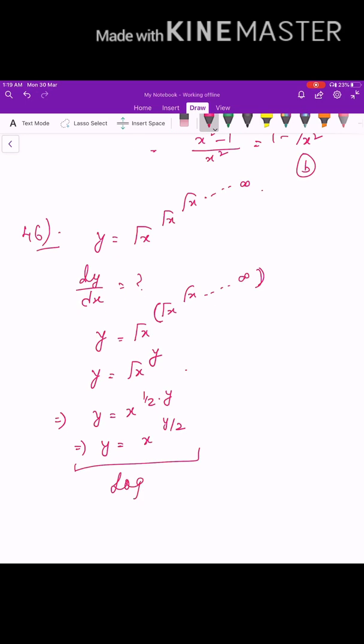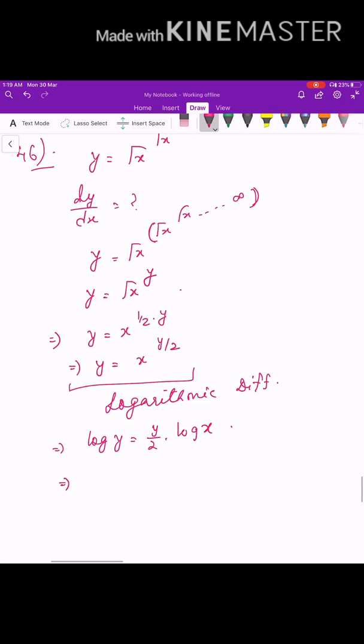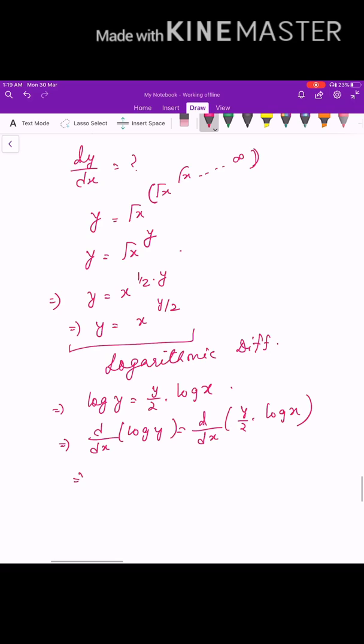I have to apply logarithmic differentiation because on the right hand side it is x to the power y, right? So I have to take log on both the sides. So log y is equal to y by 2 into log x. If I differentiate log y, what do I get? If I differentiate log x, I get 1 by x. So 1 by y. This is not x, this is y.